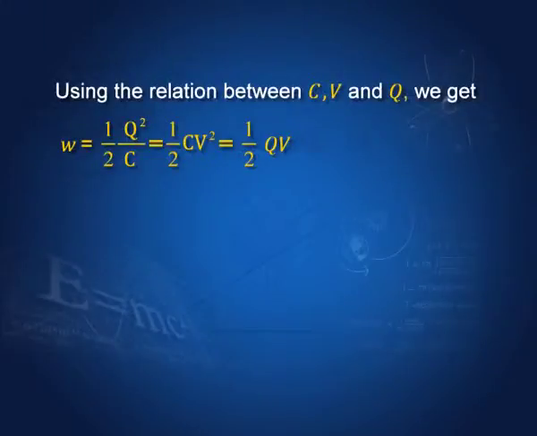And if we use the relation between C, V and q, we get energy either as half q squared by C, or as half C V squared, or as half q V. Any of these forms can be used.